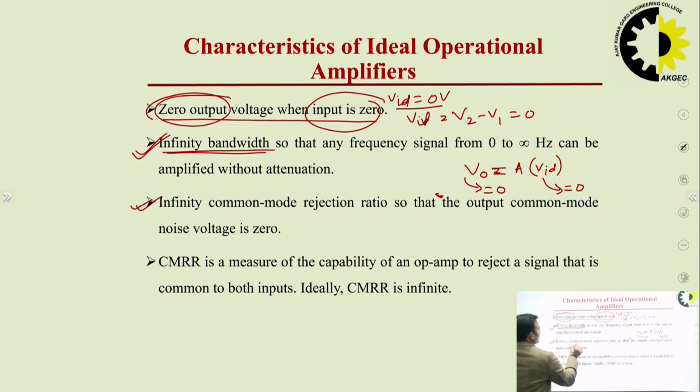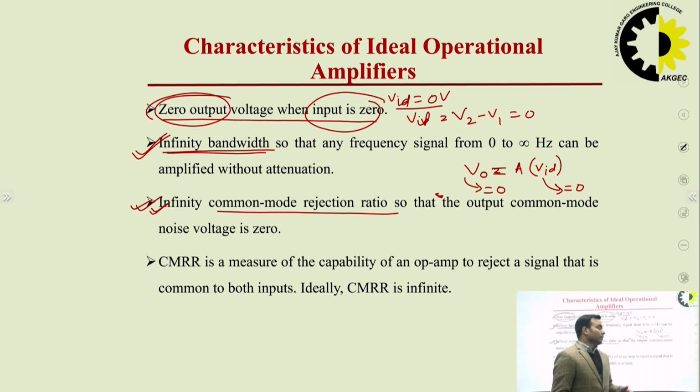Next is common mode rejection ratio. It will also be infinite. Actually, the common mode rejection ratio of the operational amplifier is the measure of the capability of the operational amplifier to reject a signal that is common to both inputs. Ideally, it is infinite. The meaning is somewhat simple. Common mode rejection ratio tells us about the capability of the operational amplifier, how well it rejects the signal if we apply the same signal to both the inputs.